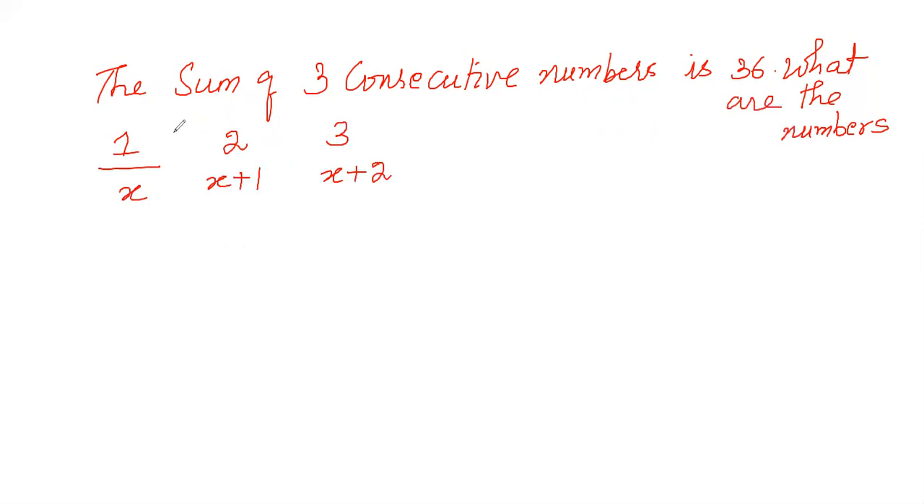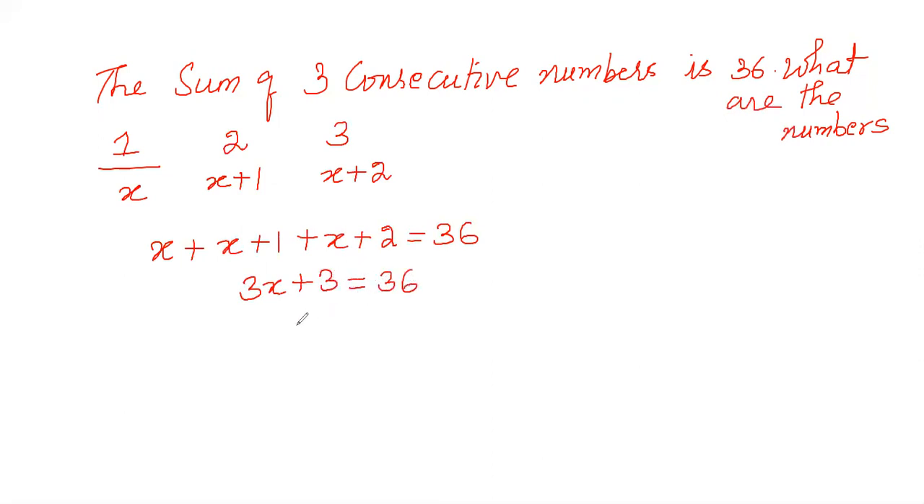So according to the question, the sum of these numbers is 36. So x plus 1 plus x plus 2 is equal to 36. So you have to do the addition here. So 3x plus 3 is equal to 36. Now it has become a linear equation.